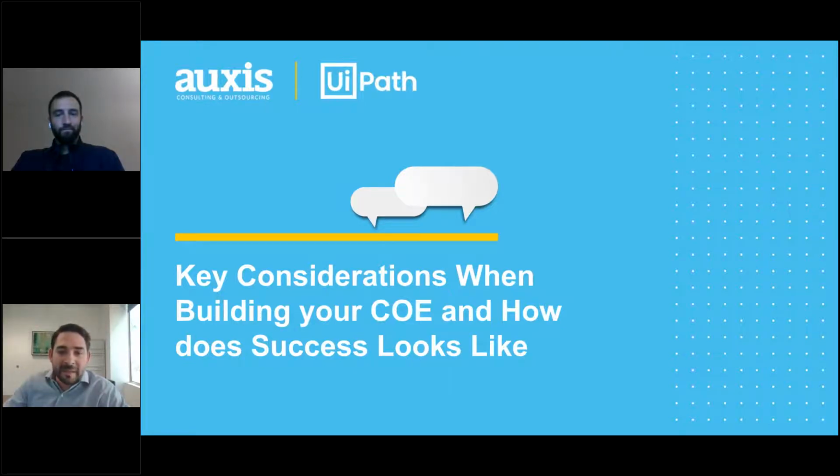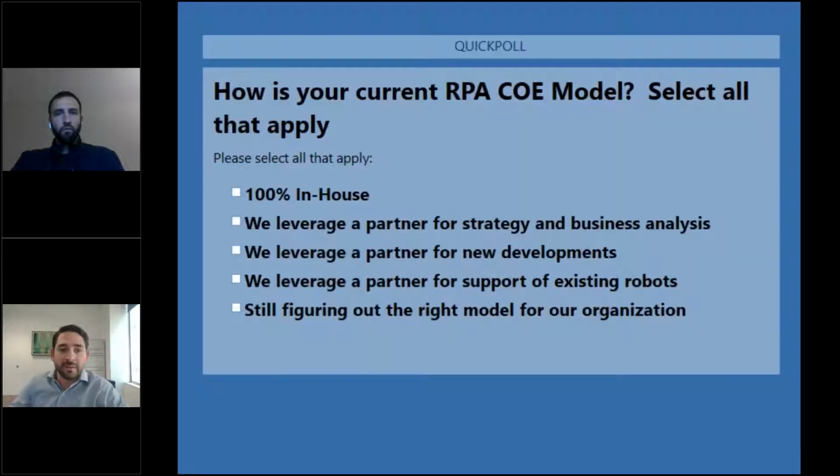So this being said, I just wanted to get a sense of the audience on, how does your current COE model look like? And we're going to open up the first polling question around that. Is it 100% in-house? We're leveraging partners for strategy and business analysis only. We're leveraging partners for new developments, or only for support, or we're still figuring out what the model is going to look like. So if you can take some time to answer that question, it'd be great.